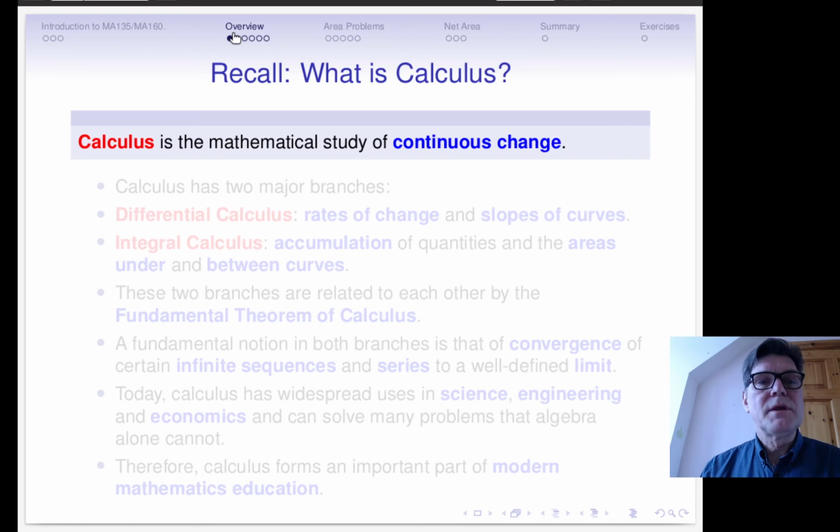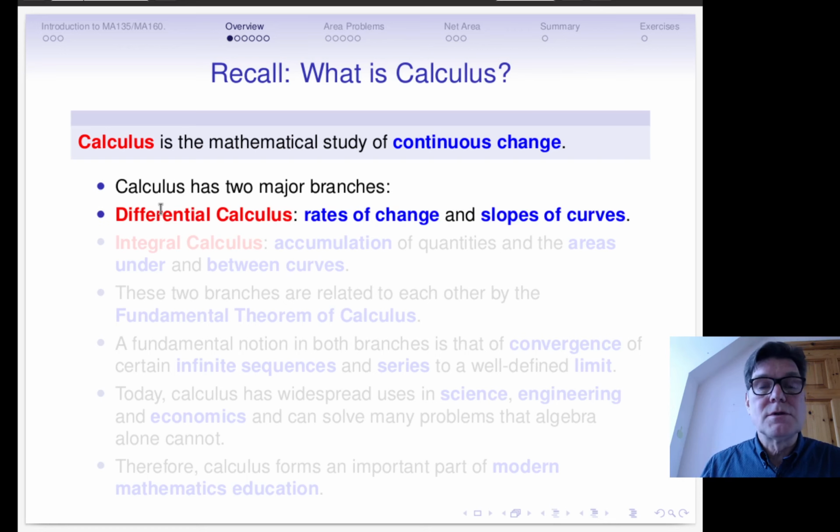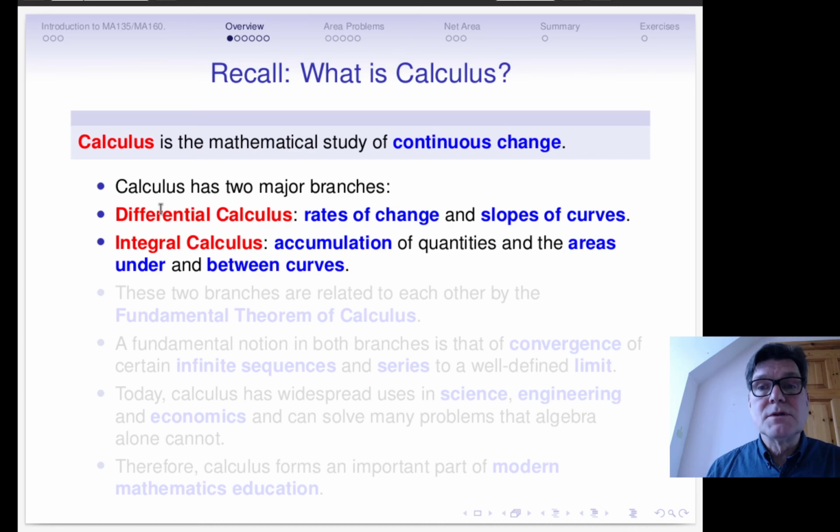So let's start with looking back at the general question, what is calculus? Well, in general terms, calculus is the mathematical study of continuous change, and it has two major branches: the differential calculus, which is concerned with rates of change and in particular the slopes of curves. That's what we looked at in semester 1. The integral calculus, which is the topic of this semester, is concerned with the accumulation of quantities and things like areas under or between curves and lots of related things.